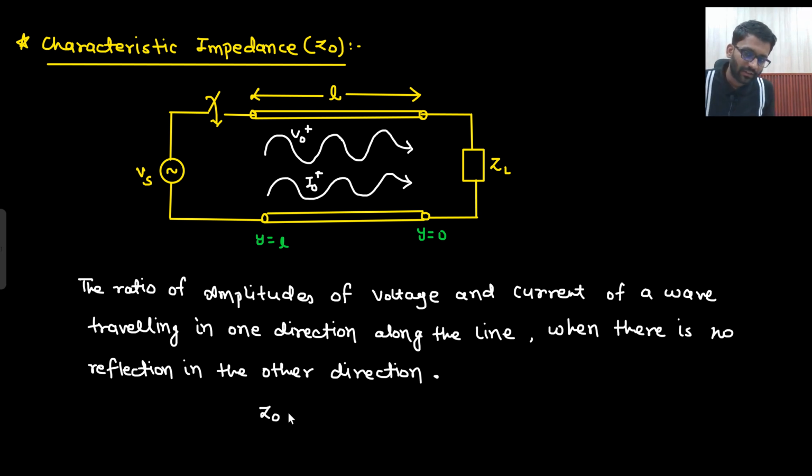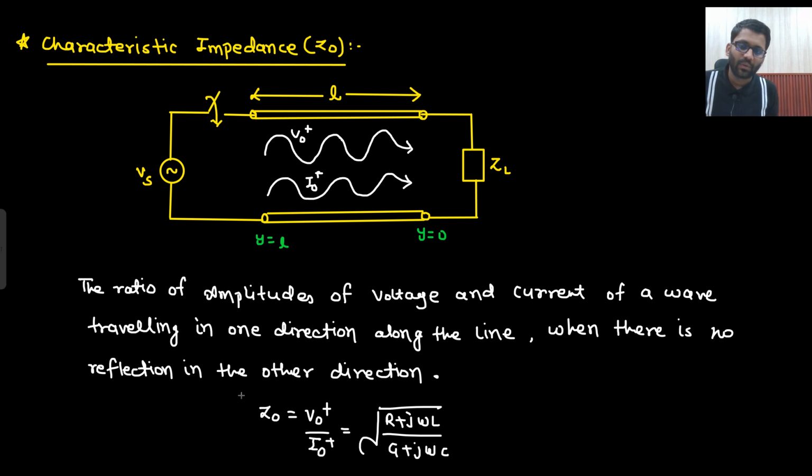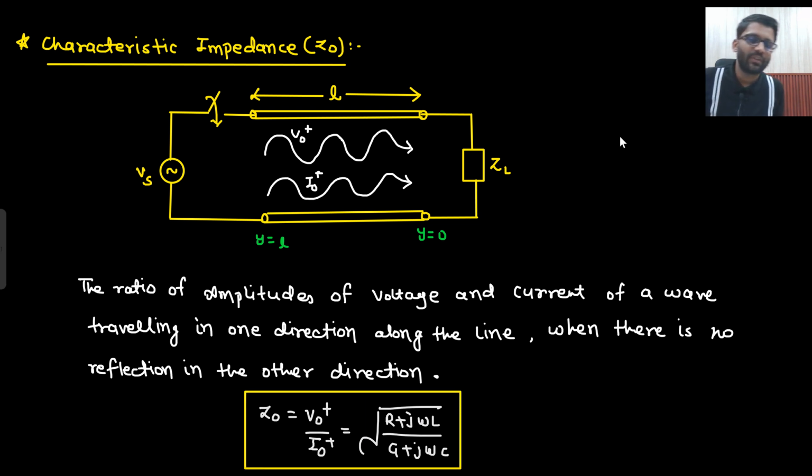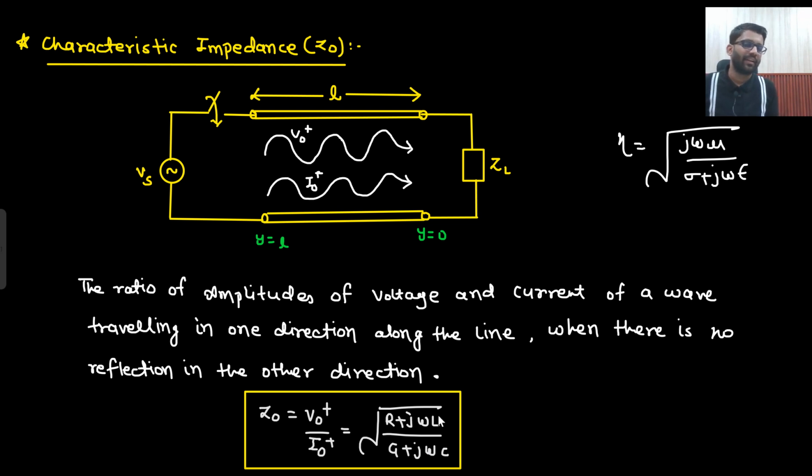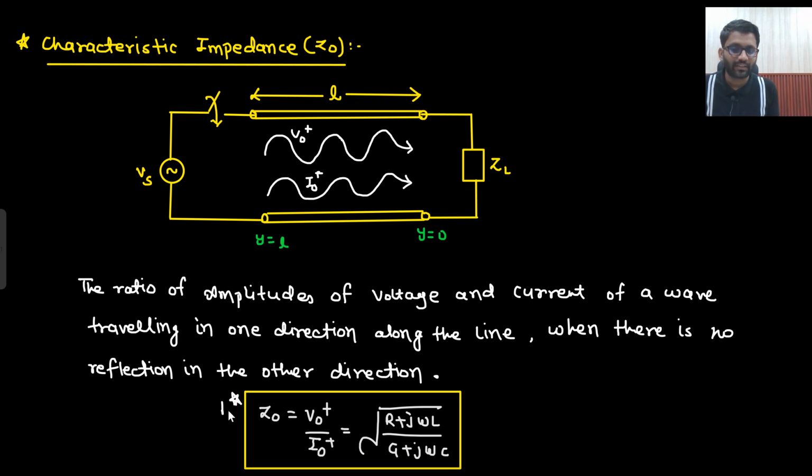So my Z0 is defined as V0 plus divided by I0 plus, and when we were deriving the expression, what did we get to know? It came out to be square root of (R plus j omega L) divided by (G plus j omega C). You can relate it with eta. What was your eta? Square root of j omega mu upon (sigma plus j omega epsilon). In the same manner you can relate it here: R plus j omega L divided by G plus j omega C. Is that clear to you? A very important expression that will be used. This is your characteristic impedance.